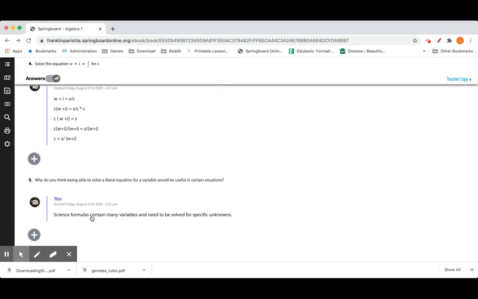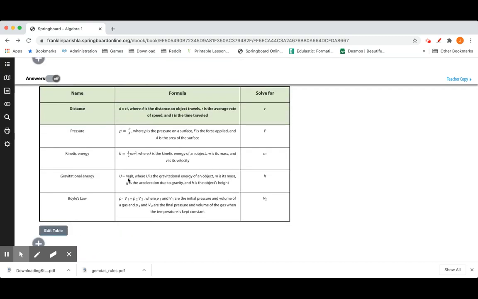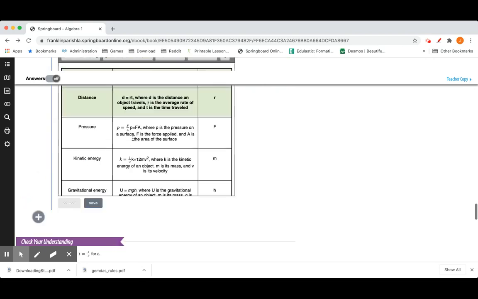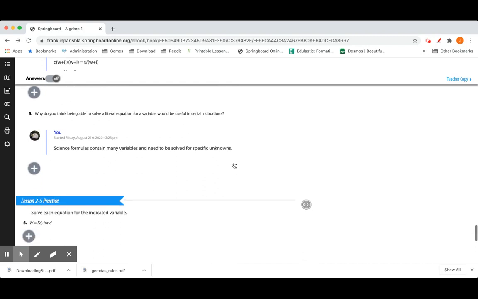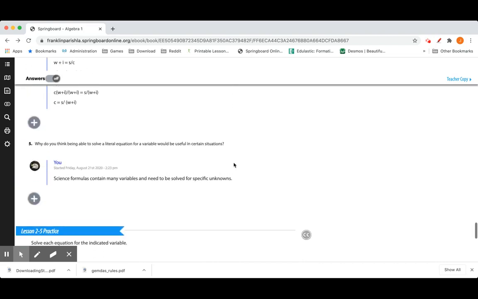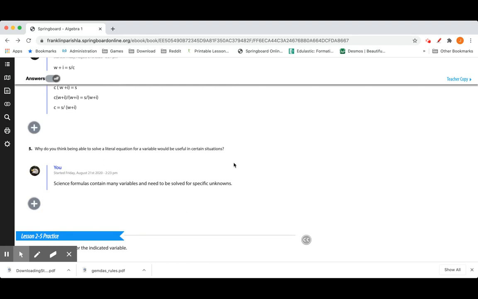Sometimes you'll have certain information. Sometimes you'll know an object's velocity, but you won't know the time, and you might know the acceleration. So sometimes you'll know the time and the acceleration, but you might not know the velocity. Sometimes you'll know the pressure or the gravitational energy. It depends on which one of these that you do know, that you can solve the rest of them for the ones that you don't know. It sounds confusing. I could have probably said that better.